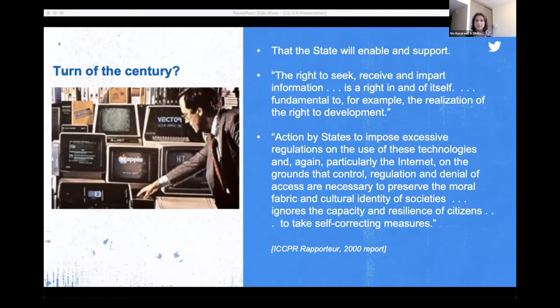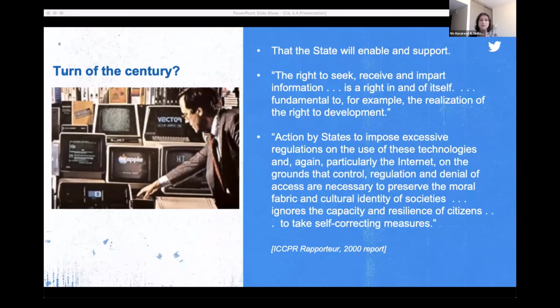The rapporteur, in fleshing this out, focuses on access to and flow of information from state bodies about how state power is exercised. In other words, knowing what your government is doing and being able to engage with that. The second issue is to warn against excessive constraint on the use of these new technologies by the government in terms of regulation. The rapporteur suggests, in fact, that this denies the fundamental wisdom of individuals and societies and ignores the capacity and resilience of citizens to take self-correcting measures.